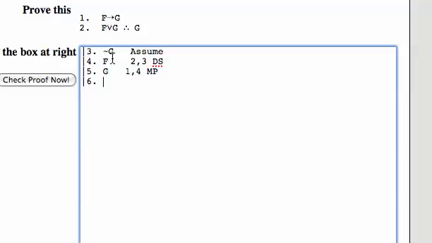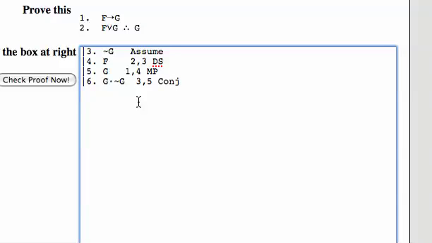Well, now look what we've got. We've got here in one line not G and another line G. Whenever you've got two things on separate lines, you can join them together by rule of conjunction. So I'm just going to say G and not G. From lines 3 and 5, conjunction.